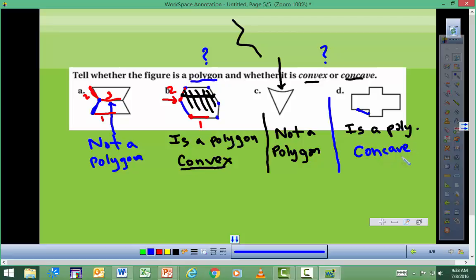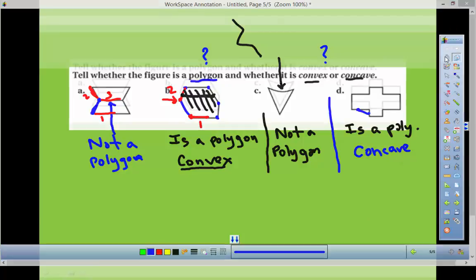So one of the ways we classify polygons is whether they're convex or concave. We can also classify them by the number of sides and whether or not the sides are congruent. We can also classify them by the number of angles they have, and whether they're congruent or not. So we're going to move on and find other ways to classify them.